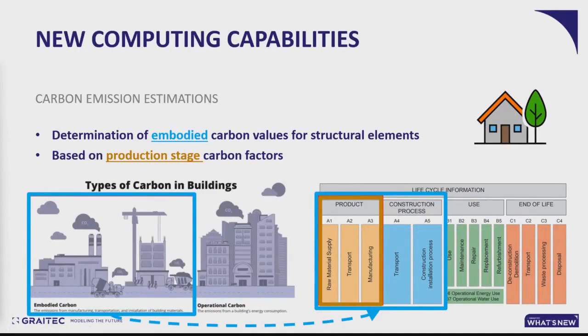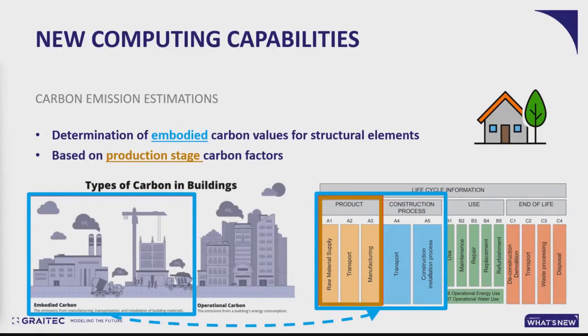Advance Design is now equipped with new carbon emission calculations to help evaluate the environmental impact of the choices of construction materials. The main purpose of such calculations is to determine the embodied carbon values for structural elements. Embodied carbon is the carbon dioxide emissions associated with materials and construction processes in the life cycle of a building. This includes the emissions from manufacturing and transport of our building products.